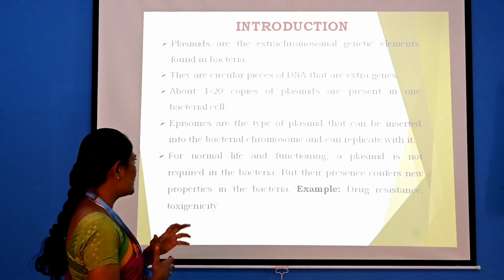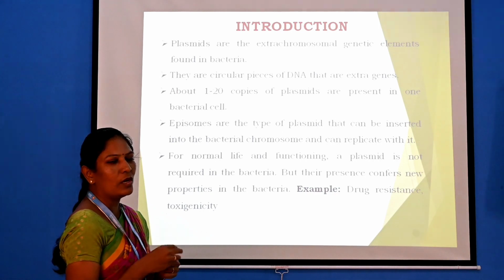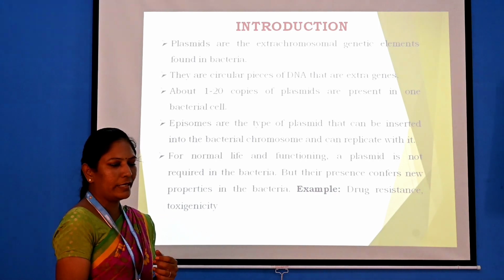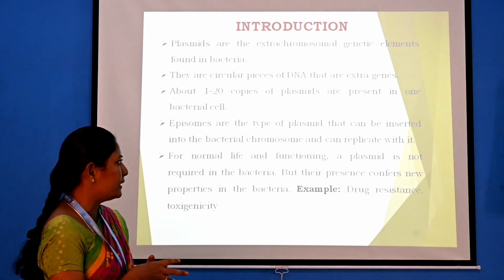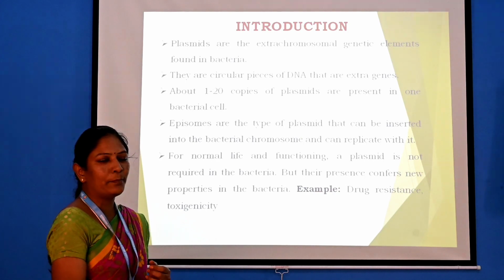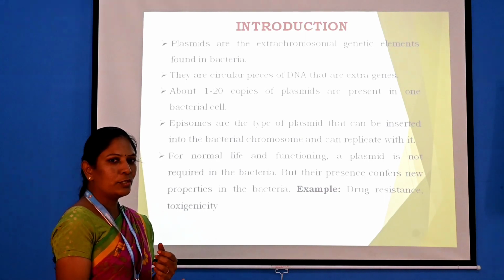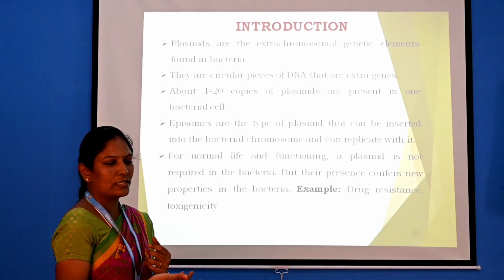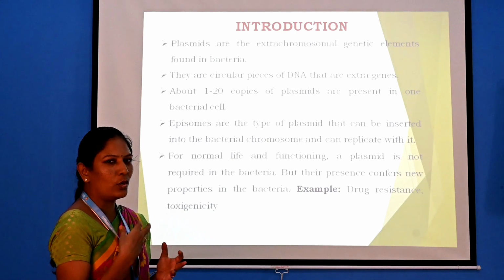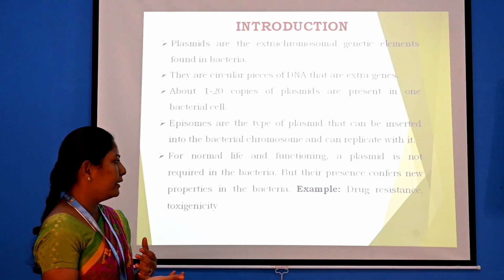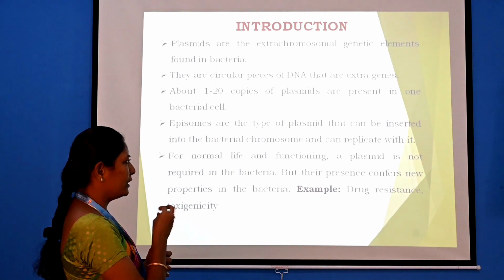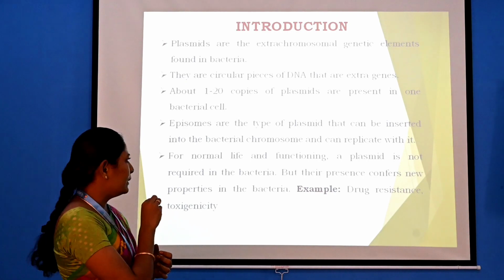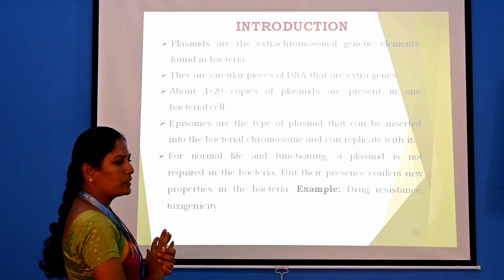These plasmids are not essential for the normal functioning or the normal metabolic activities of a particular bacterial cell. But if the bacterium possesses the plasmid, it is an addition to the bacterium for various factors, for example, virulence or the conjugation process. For these special things, the bacteria possess the plasmid.